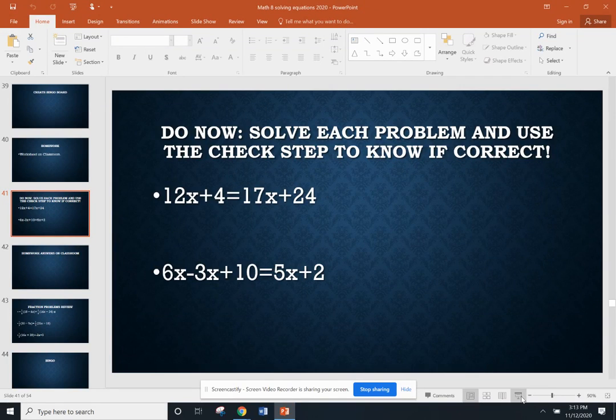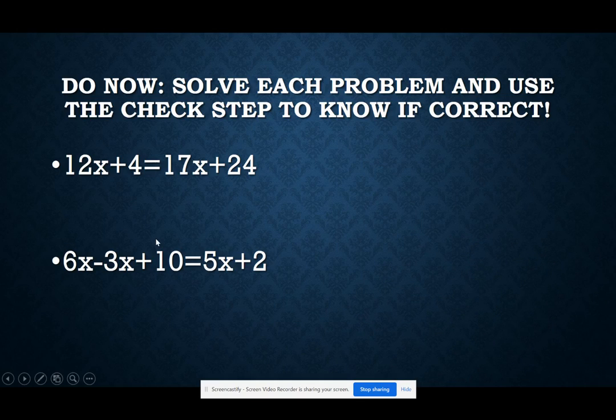All right, so on our do now, we had to solve each problem and use the check step below to see if it's correct. So you are going to have to do this with one of the problems on the quiz. You really need to know how to do this. So first of all, to solve this equation, we move the smaller of the numbers in front of the x over to the other one. So 12 is smaller, so I subtract it over.